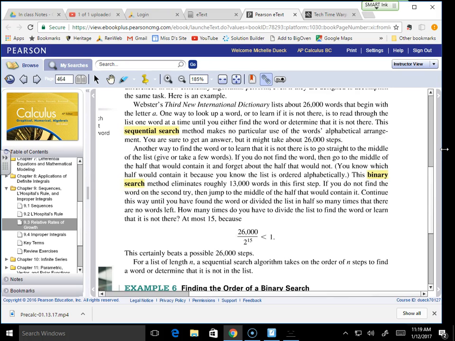25,999. True. Had to go through that many and it had to hit the 26,000. So it could have taken 26,000 steps, worst case scenario, to get to a word at the end of the list. However, look at the second paragraph. There's another way to find a word, and that's the binary search.